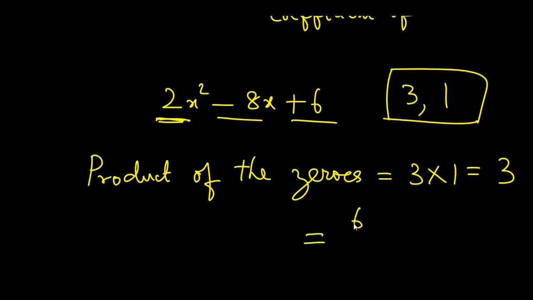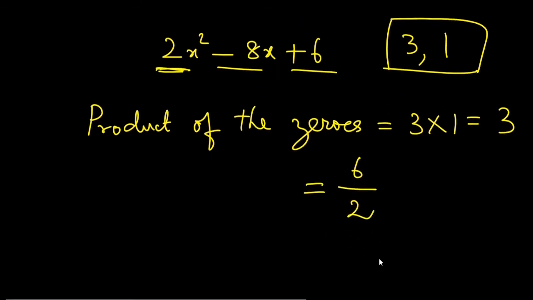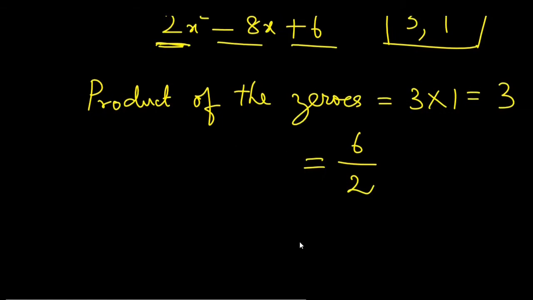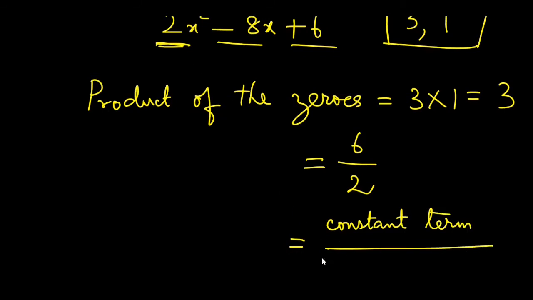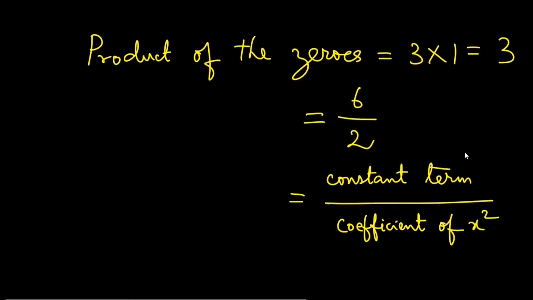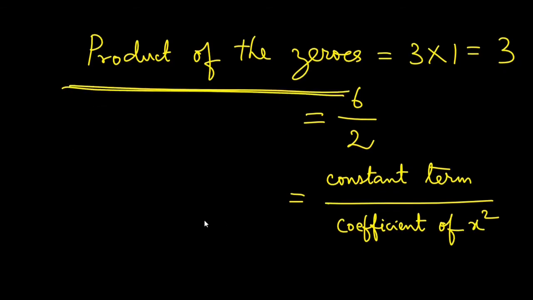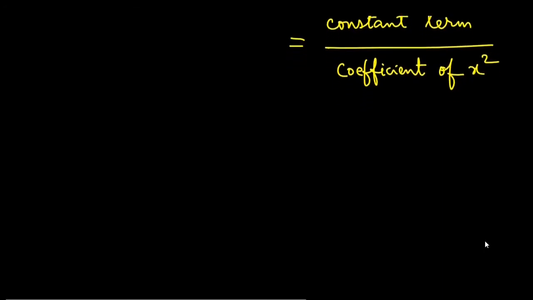So we get 6 by 2. 6 by 2 is 3. So what is 6? 6 is the constant term, by 2, which is the coefficient of x square. Now what is the relation we got here? Product of zeros is equal to constant term by coefficient of x square.